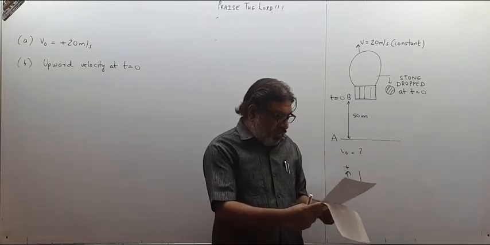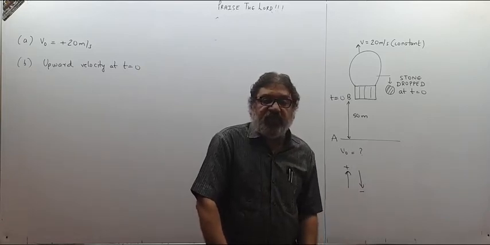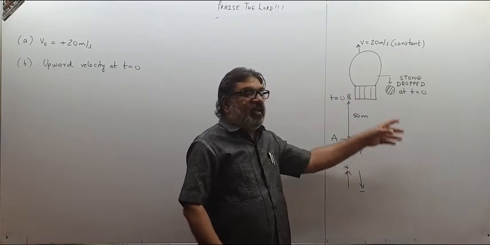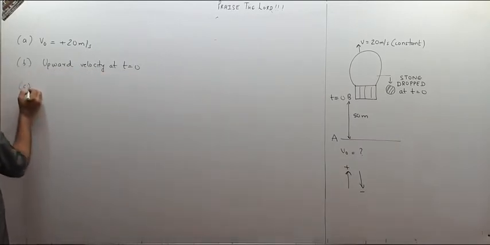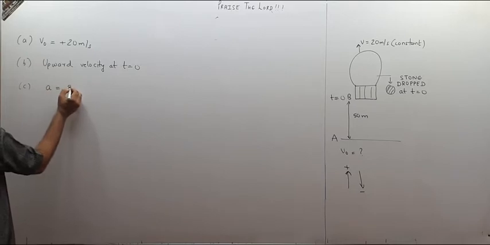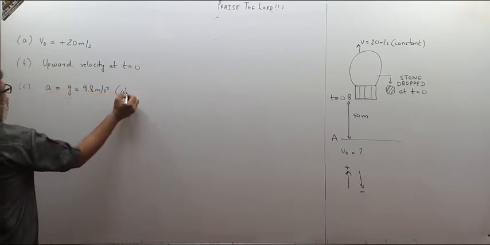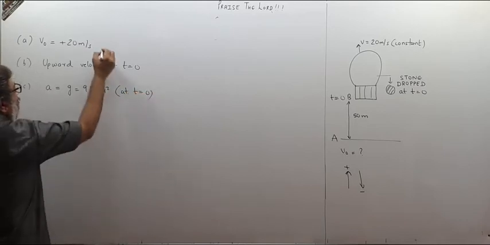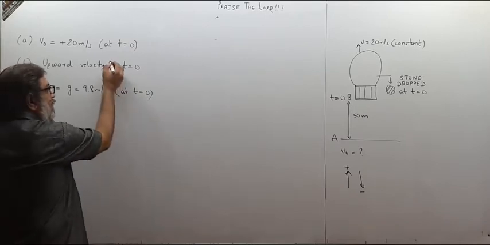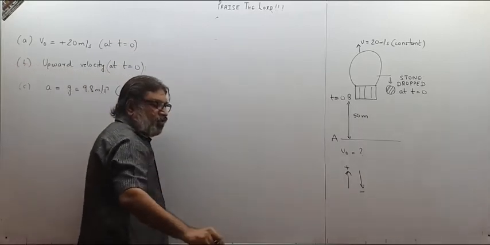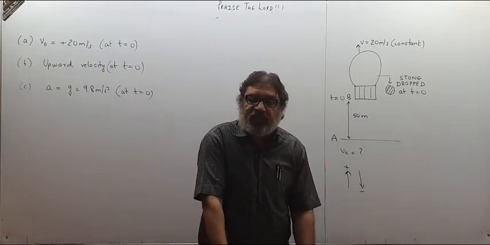Then what is the acceleration of the stone just after it is released? As soon as it is released, what is the acceleration? Acceleration will be of gravity. So acceleration of the stone will be g, that will be 9.8 meters per second square. This will be at t equal to 0. Okay? Initially, what is the direction of motion? What is the value of velocity? What is the direction of acceleration? What is the value of acceleration? All this we saw.